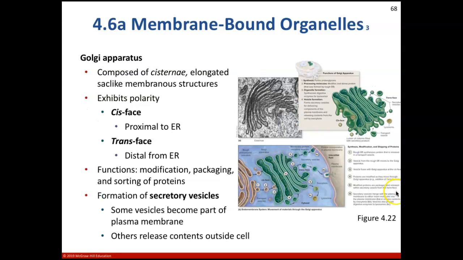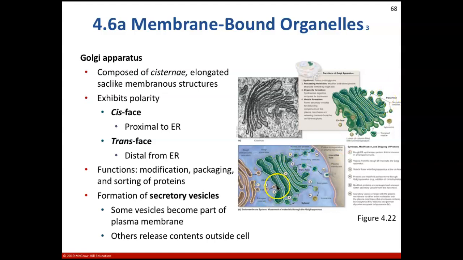Now let's talk about that Golgi apparatus that I mentioned earlier. It is composed of what we call cisternae. They're these elongated sac-like membranous structures, and we're going to see that it exhibits polarity. On this side, we call it the cis face, which is more proximal to the ER, so we see that over here. So this is the cis face. And then on the opposite side, we call this the trans face, meaning it's further away or distal from the ER.